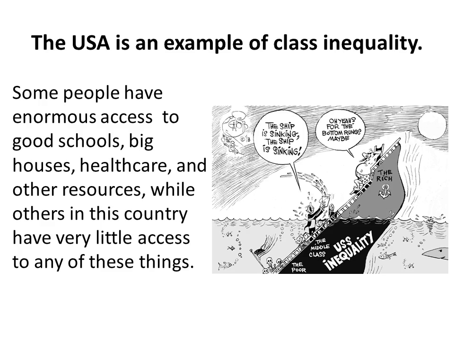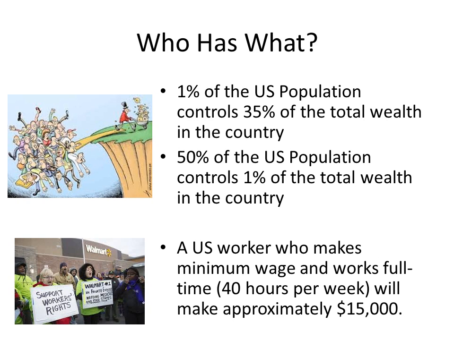So who has what? 1% of the U.S. population controls over a third of the total wealth in this country. 50% of the U.S. population controls 1% of the total wealth in this country. So what these two numbers are essentially saying is that the very rich have a lot of wealth and a lot of money, whereas the vast majority of people in this country have little or no money.